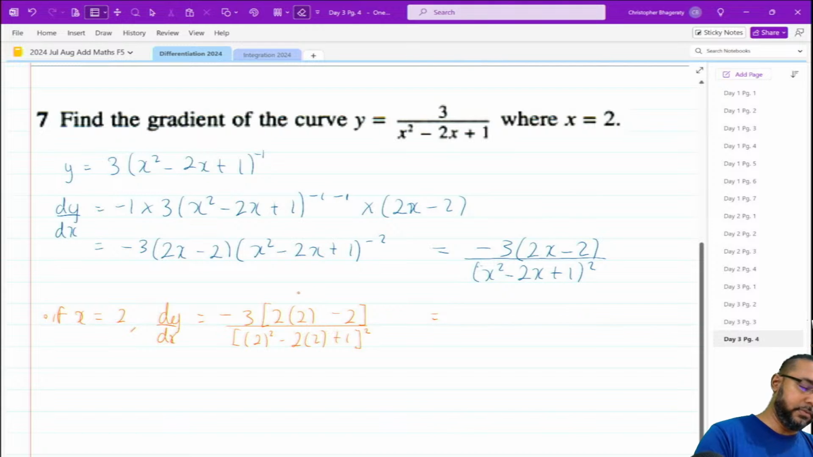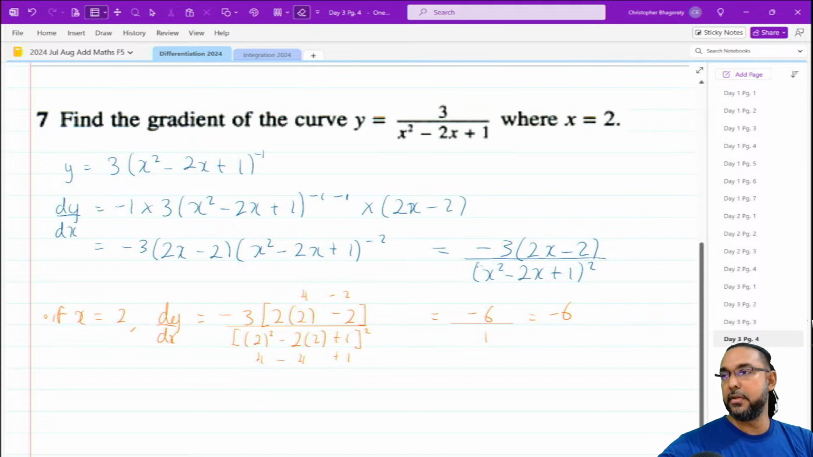So 2 times 2 is 4. 4 minus 2 is 2. Minus 3 times 2 is minus 6. 2 squared is 4. 2 times 2 is 4. 4 minus 4 is 0. 0 plus 1 is 1. 1 squared is 1. So your final answer is minus 6. Yeah? Lovely.